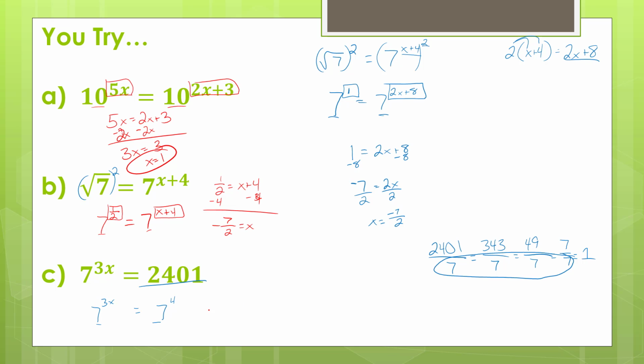So again, we have like bases. We will set the powers equal to each other. 3x is equal to 4, where we'll divide by 3. And x is equal to 4/3.